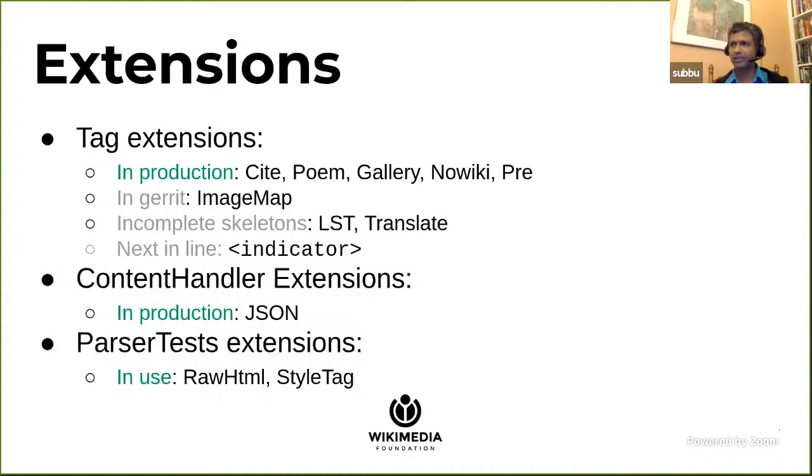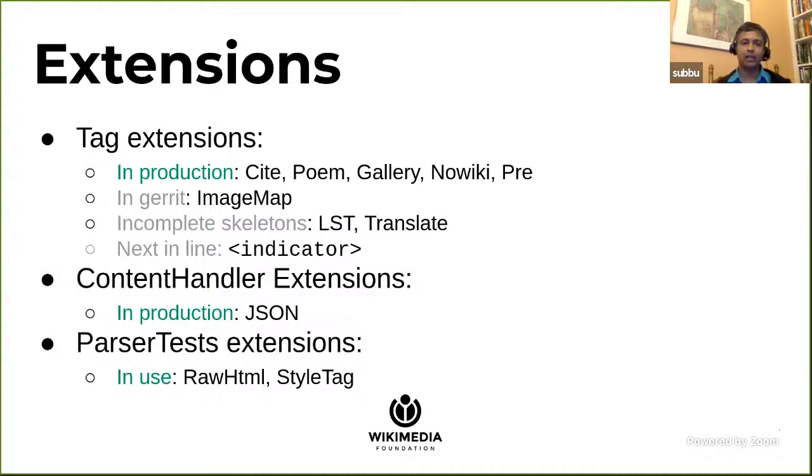And shortly, in the coming weeks, we are going to migrate all the implementations from the Parsoid repository into the extension repository. So the Cite implementation from Parsoid will move to the Cite extension repository, and same for Poem. And we already have an implementation of ImageMap in Gerrit. And next in line probably will be the indicator tag we are going to tackle. And LST and Translate, they are primarily skeletons in Parsoid. They're not real implementations. So we're going to rely on the language team to work on the Translate extension. But of course, we'll work with them to make sure the implementation works and we provide the necessary functionality.